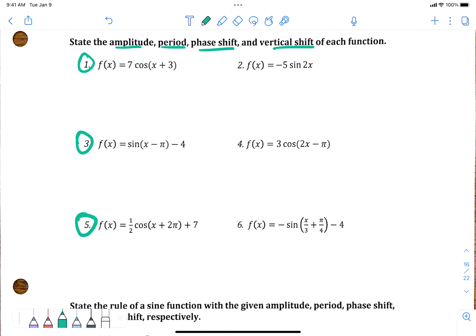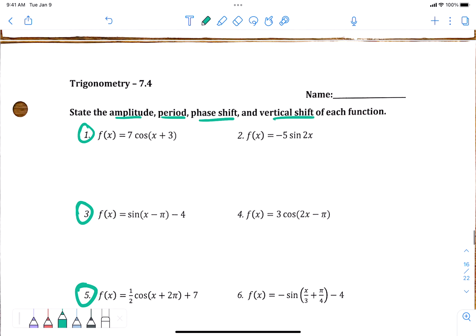Now here's the deal. Let's go through. Amplitude is 7 on 1. All right, write this at the top of your paper. Ready? y equals A sine (bx plus c) plus d.